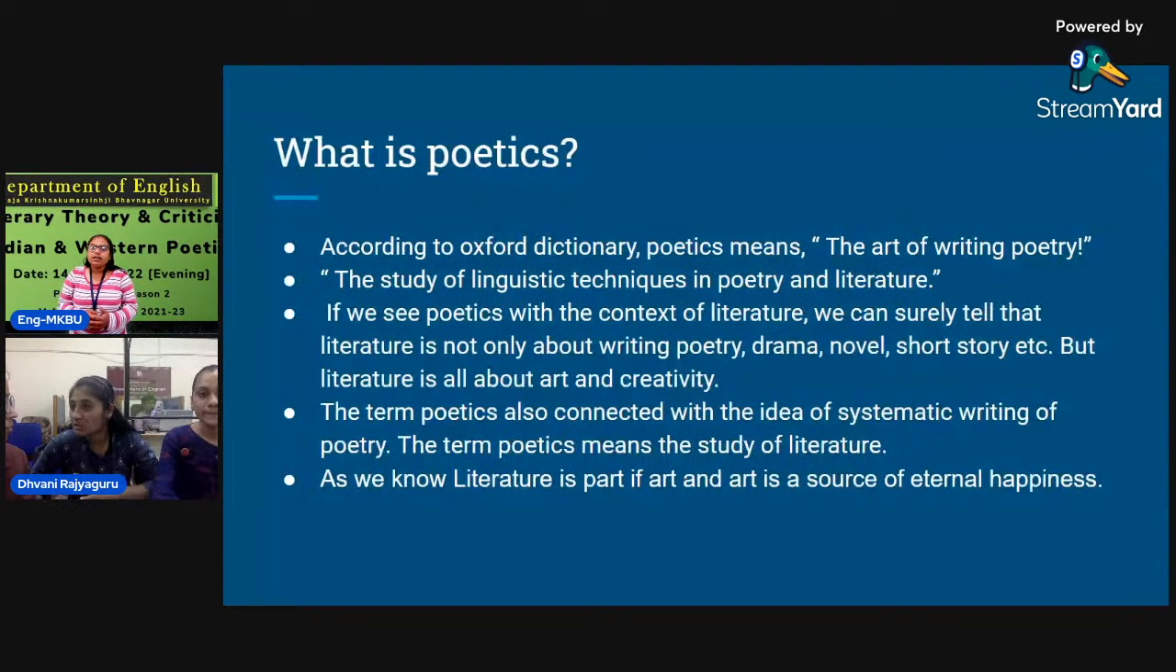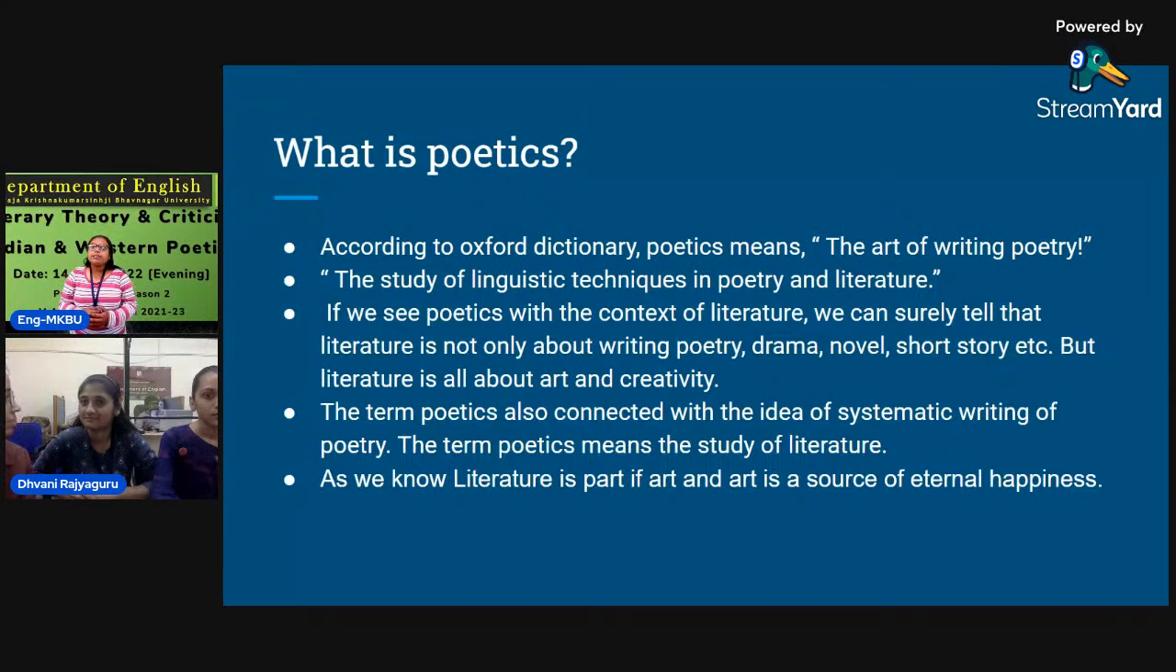The term poetics is also connected with the idea of systematic writing of poetry. The term poetics means the study of literature, and also the right way to write poetry or any literary work. That is poetics.